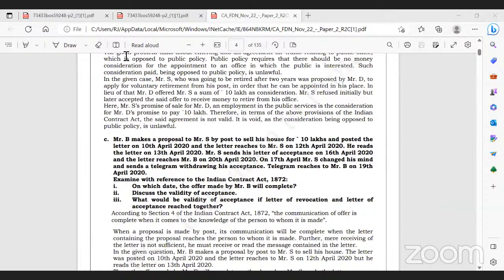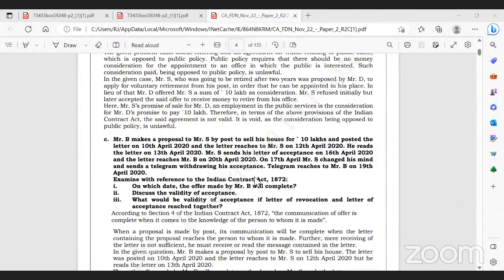Next one. Mr. B makes a proposal to Mr. S by post to sell his house for 10 lakhs and posted the letter on 10th April 2020, and the letter reaches Mr. S on 12th April 2020. He reads the letter on 13th April 2020. Mr. S sends his letter of acceptance on 16th April 2020 and the letter reaches Mr. B on 20th April 2020. On 17th April, Mr. S changed his mind and sends a telegram withdrawing his acceptance. Telegram reaches Mr. B on 19th April 2020.